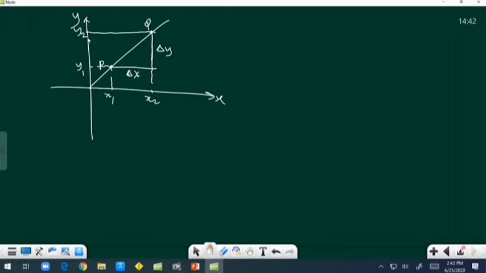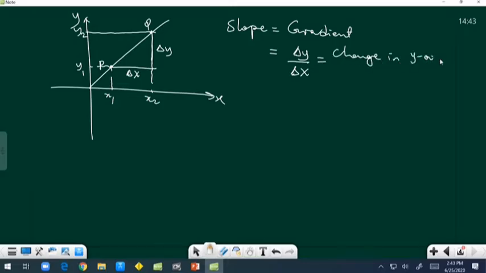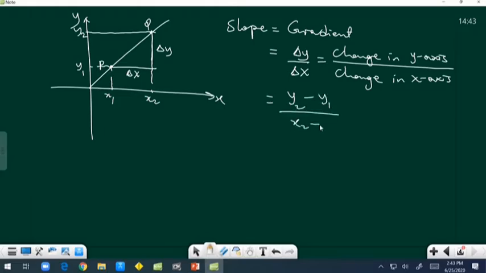So the slope of this line is given as slope, equal to gradient. Slope is gradient, and gradient is delta y, that is change in the y axis, divided by change in x. So you can write change in the y axis, or vertical axis, divided by change in the x axis. So we have y2 minus y1 divided by x2 minus x1. So that is the slope of the line PQ.